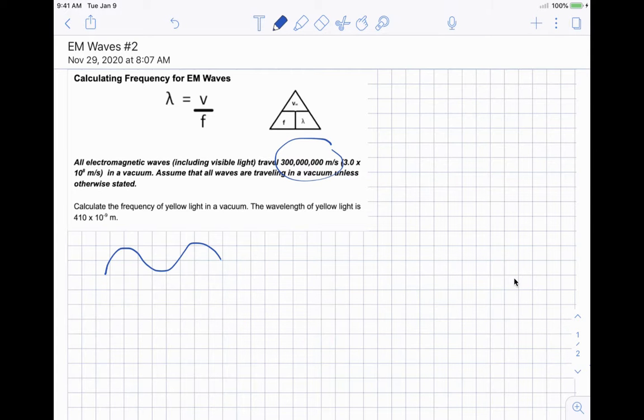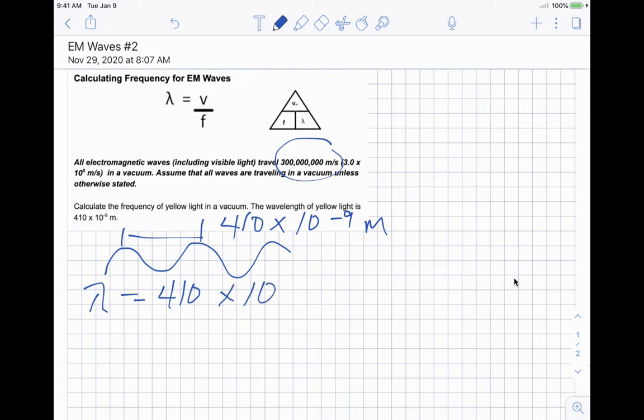So we're going to draw our drawing. We're going to label it 410 times 10 to the minus 9 meters is our wavelength. And then we're going to list our known variables. So we know that the wavelength is 410 times 10 to the minus 9.